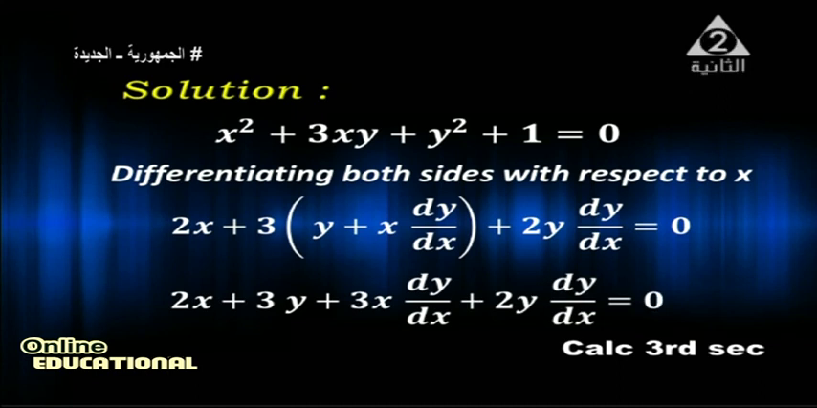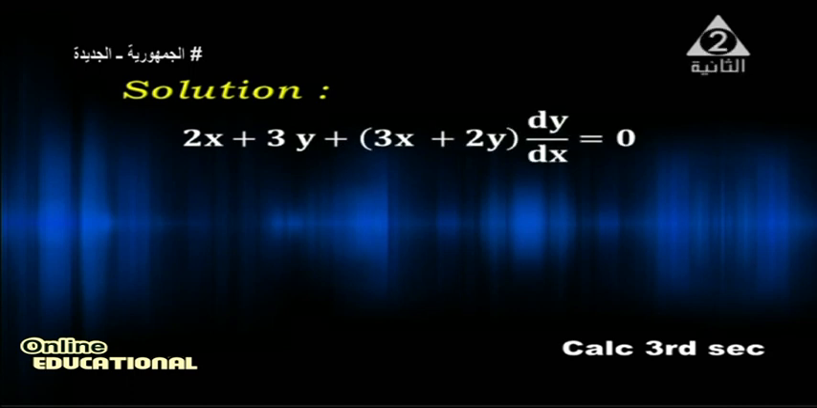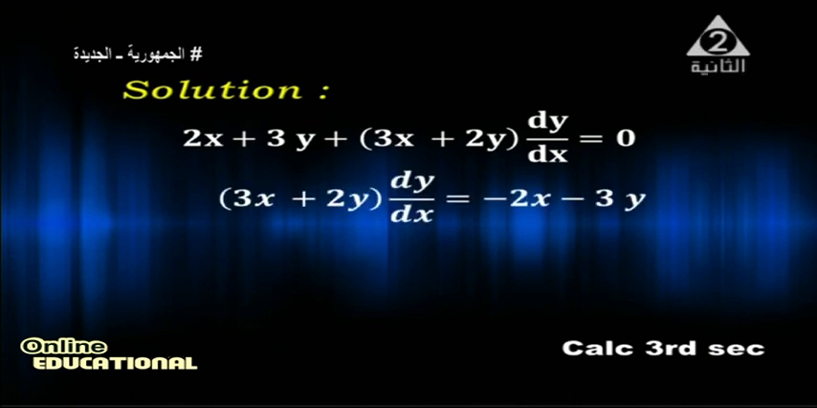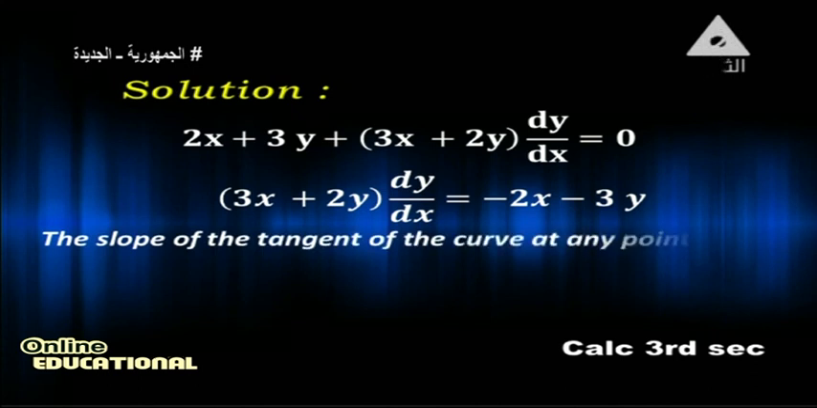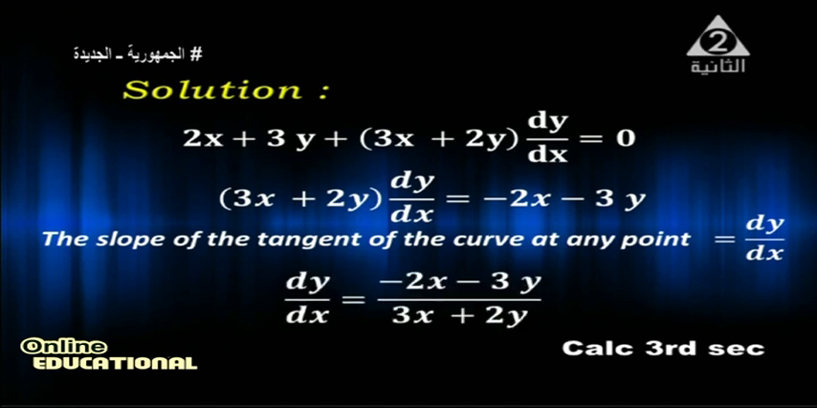Then 2x + 3y plus, by taking dy/dx as a common factor, between two brackets (3x + 2y) multiplied by dy/dx equals 0. So (3x + 2y) times dy/dx equals negative 2x minus 3y. Then the slope of the tangent of the curve at any point equals dy/dx, which equals (-2x - 3y) over (3x + 2y), the slope of the tangent at any point on the curve.